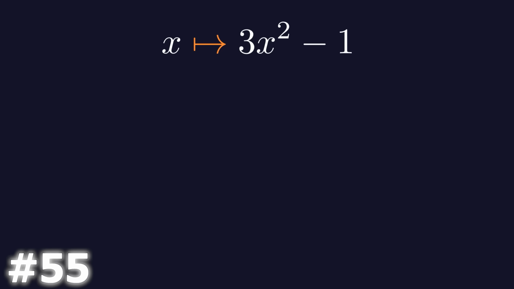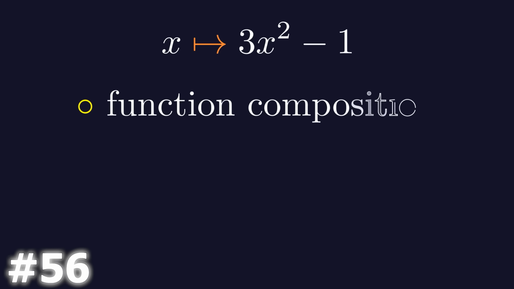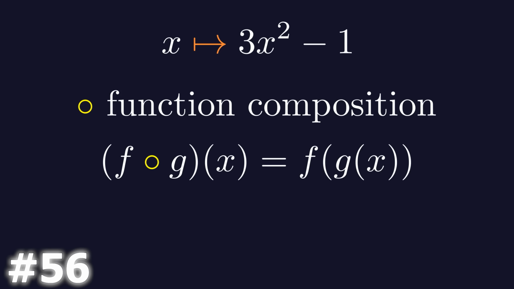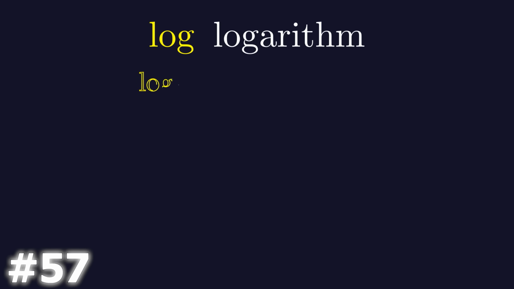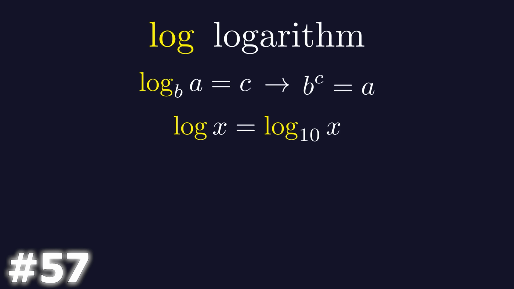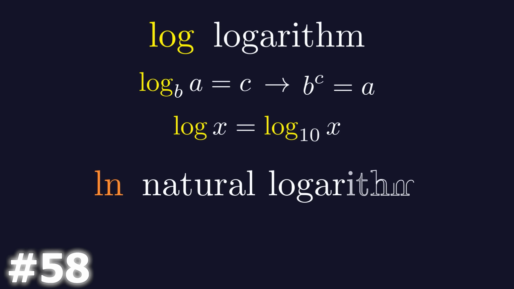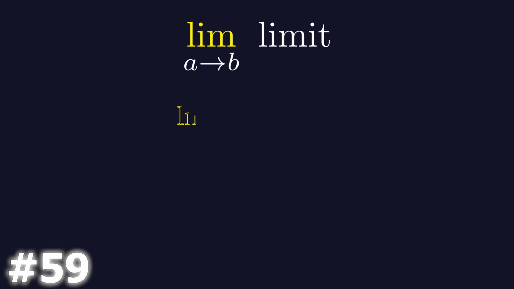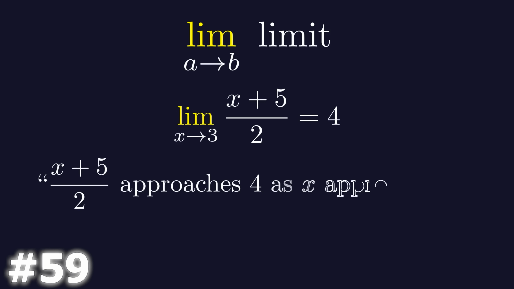Arrow is sometimes used to define a function without having to name it. Function composition is an operation that combines two functions. Logarithm is an inverse operation of exponentiation. Subscript denotes the base of the logarithm. Log without a subscript represents the logarithm with base 10. The natural logarithm, denoted as ln, represents a logarithm with base e. Limit is used to denote the behavior of a function or an expression as its input approaches a certain value.